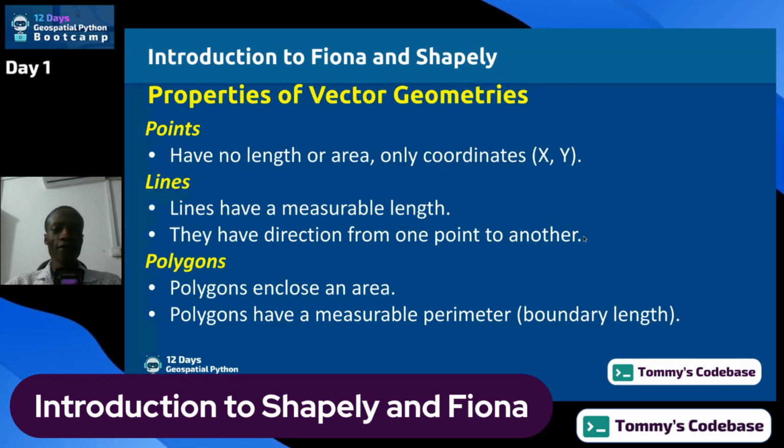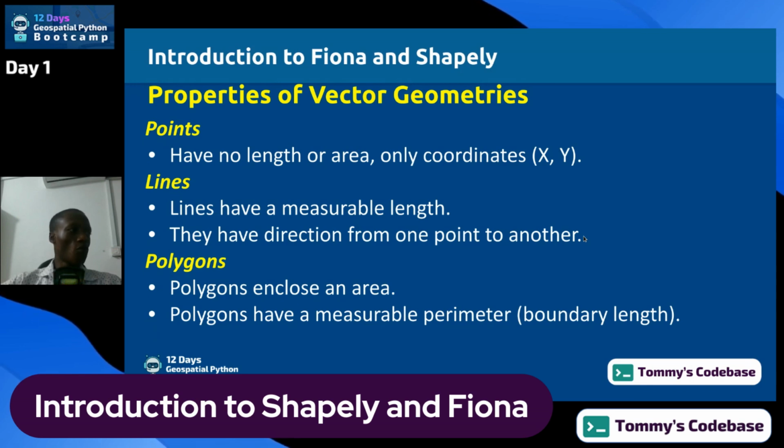But lines have a measurable length. You can measure the length of a line. And usually they have directions also. So we can say that the line moves from, say, point A to point B. If you are describing a particular road, a particular street, you can say that it starts from, say, the traffic light up onto the mall. So you are using the traffic light as the start point and the mall as the end point. That in itself is a form of direction that tells the user that, okay, if I want to get to this place, then I have to go from here to here.